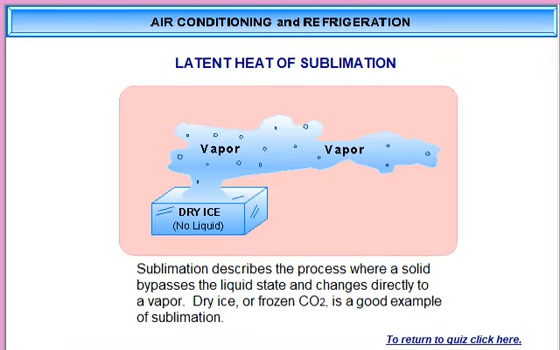The latent heat of sublimation describes a process where a solid bypasses the liquid state and changes directly to a vapor. Dry ice, or frozen carbon dioxide, is a good example of sublimation.